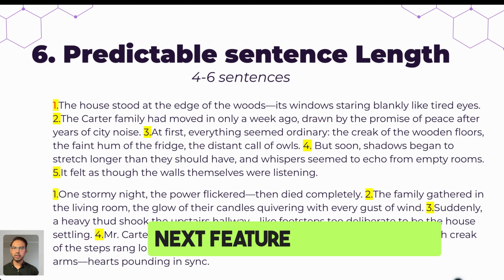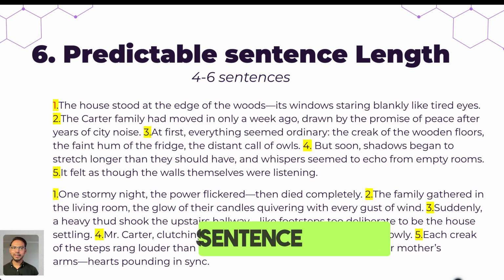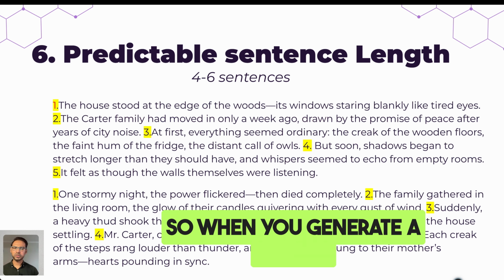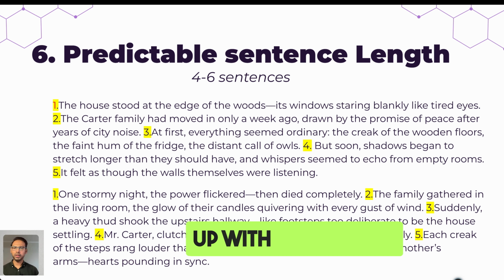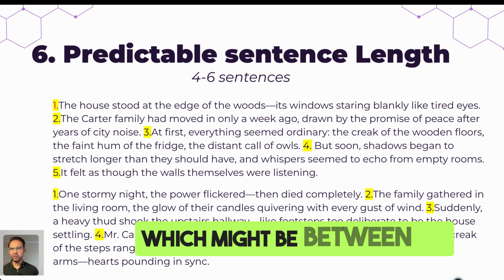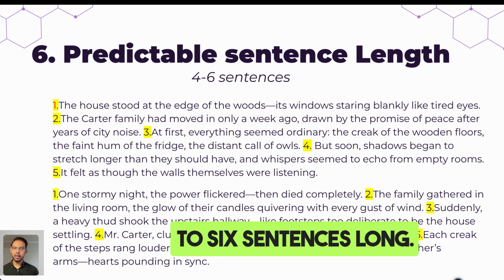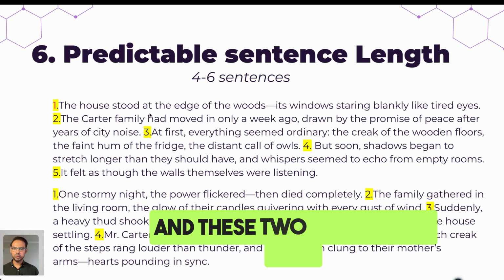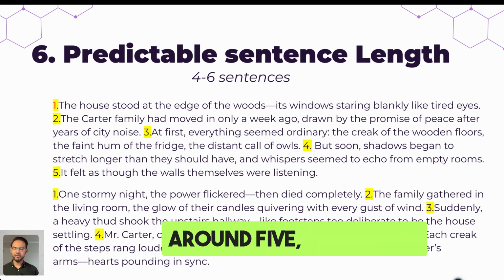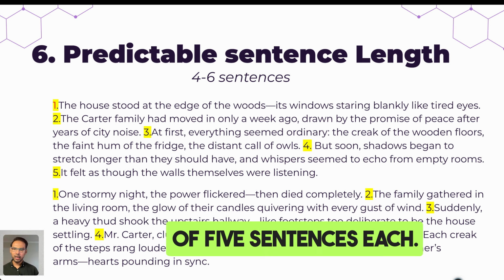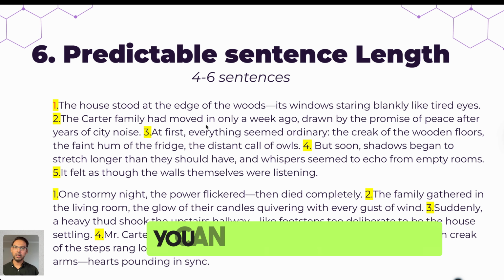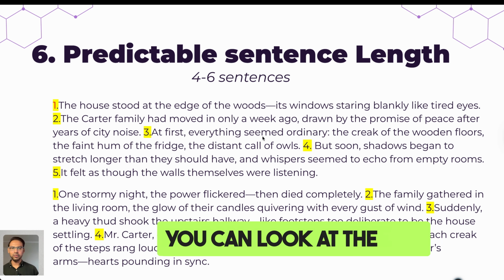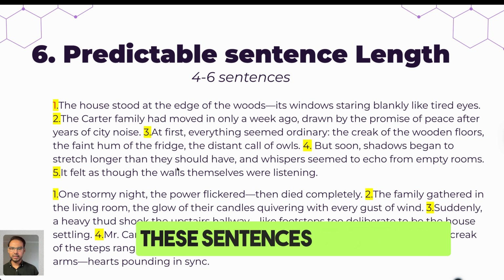Next feature is predictable sentence length. So when you generate a search, normally you'll come up with paragraphs which might be between 4 to 6 sentences long. And here you can see these are two paragraphs, and these two paragraphs have around an average of 5 sentences each. And if you look closely now, you can pick on em dashes. You can look at the use of adjectives in here. You can look at the way in which these sentences are phrased.